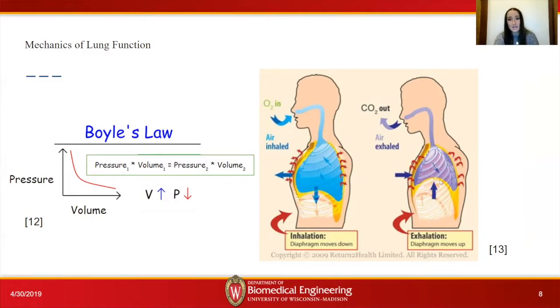And then when you're ready to exhale, the muscles around your lungs, the diaphragm, will actually relax and it'll be less stretching on your lungs. So that volume will decrease. And by Boyle's law, as the volume decreases, that means the pressure increases because there's not as much space for the gas to move around. So with that high pressure in here, the gas will move out of your body and you'll exhale.